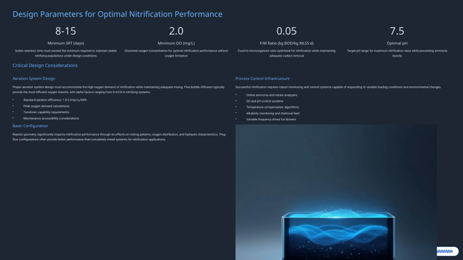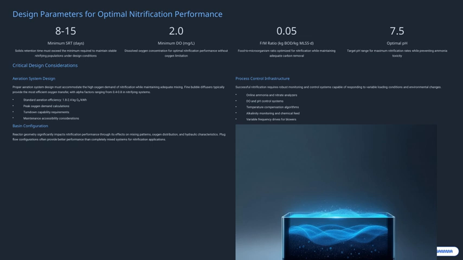The aeration system must be designed to meet the high oxygen demand of nitrification, typically using fine bubble diffusers for efficient oxygen transfer. These diffusers often have alpha factors between 0.4 and 0.8, indicating their efficiency. Standard aeration efficiency ranges from 1.8 to 2.4 kg of oxygen per kilowatt-hour. When designing the aeration system, it's also important to calculate the peak oxygen demand, incorporate turndown capabilities to handle variable loads, and ensure maintenance access.